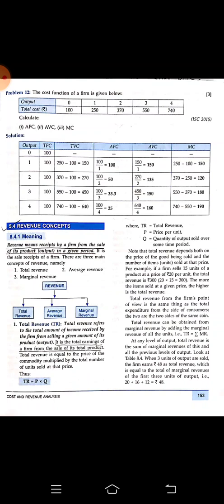So what is total revenue? Total revenue refers to the total amount of income received by a firm by selling a given amount of its product or output. This is the total earnings of a firm from the sale of its total product.